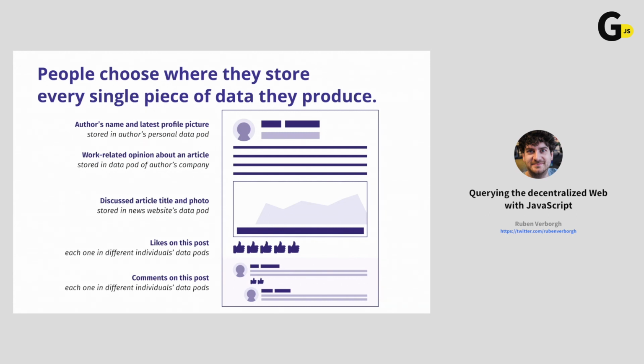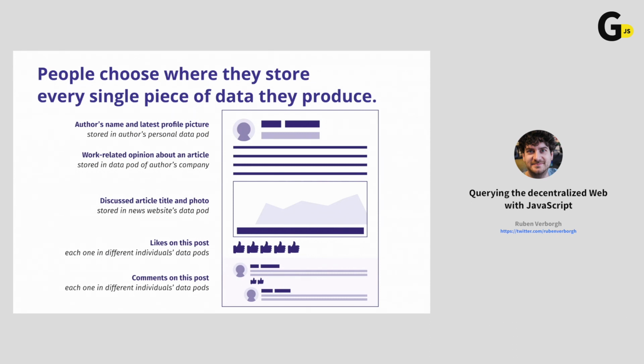For instance, if this is my post, this profile picture would be stored in my personal data spot, right? This text would also be in my data pod. If you comment on my post, this comment is yours, it's stored in your data pod. And if someone likes my post, well, a piece of data as simple as a like, the like is yours, it's stored in your data pod. So all of these pieces could literally come from somewhere else. So now you start getting why the whole query API story is becoming so important.